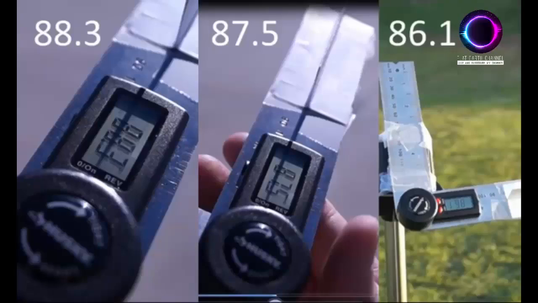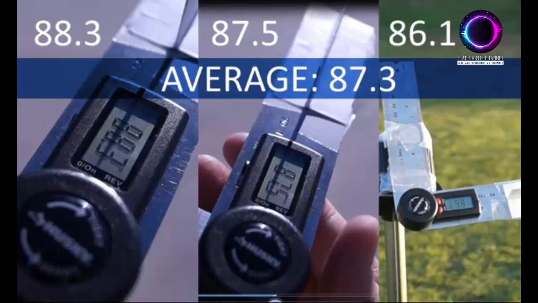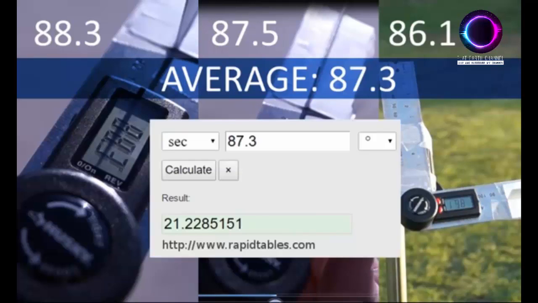I did the experiment 3 times on different days and in different locations. My results were very close together: 88.3, 87.5, and 86.1. So let's use the average of 87.3. At 87.3, the distance ratio calculates to 21.2, meaning the sun is 21.2 times farther away than the moon.